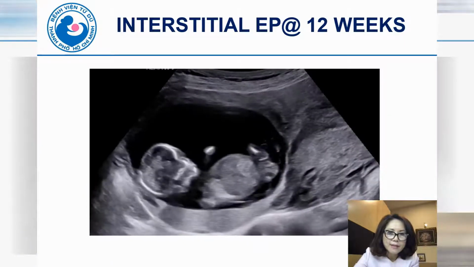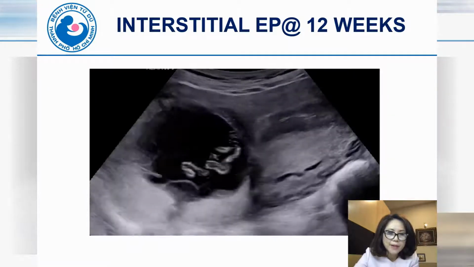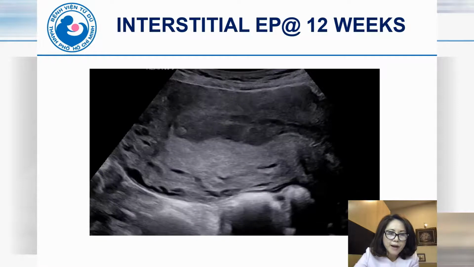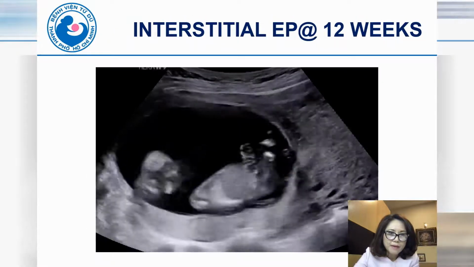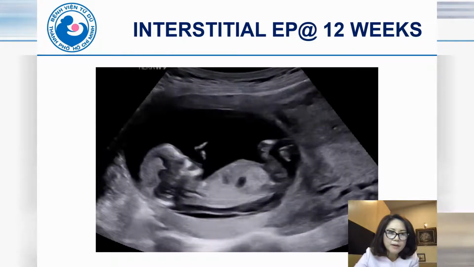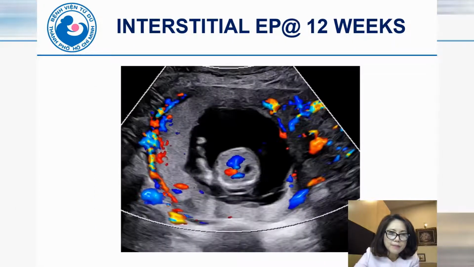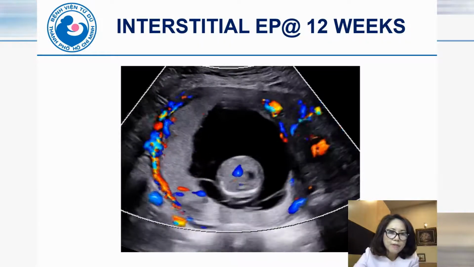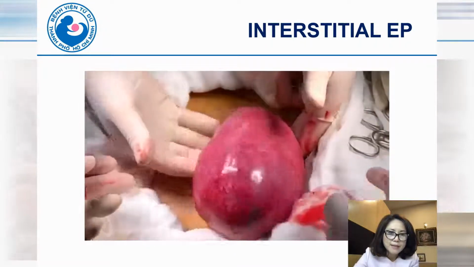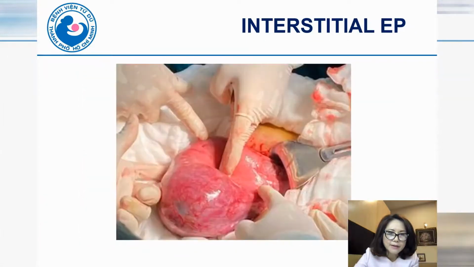On transvaginal scan, you can see the uterine cavity is empty, and you can see the pregnancy on the top right side of the uterus. Focus on the fetus. You can see it's surrounded by myometrial tissue, and within this is the interstitial ectopic pregnancy. On color Doppler, there is prominent vascularity around the fetus. On laparoscopy, we can see the uterus with the interstitial ectopic pregnancy on the right side.